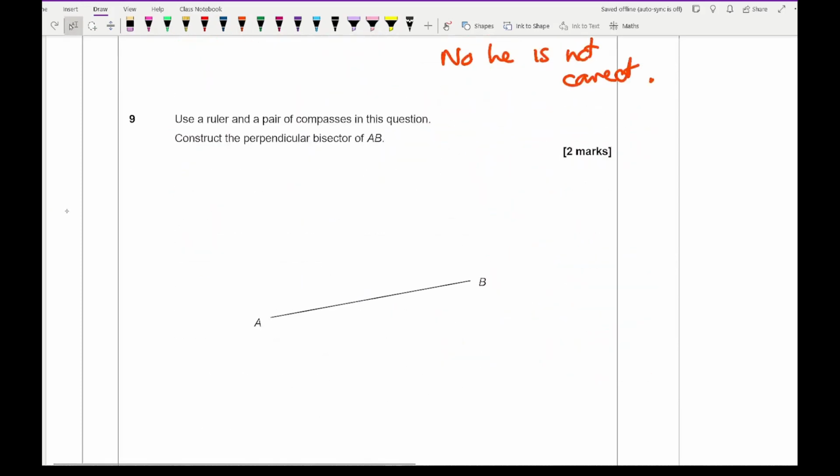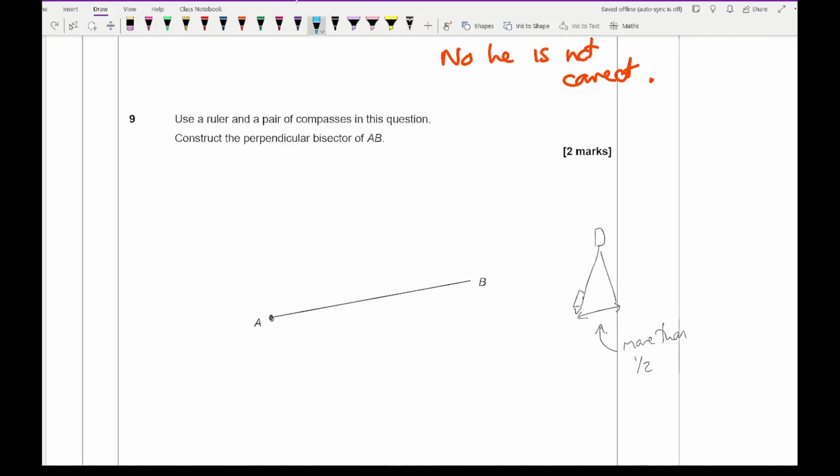Then for question 9, it says use a ruler and a pair of compasses in this question to construct a perpendicular bisector for A and B. Now this is going to be very difficult to do on the computer, so what you need to do is set your compass, and there is a very poor diagram of a compass, and set your distance so it's more than halfway of the line. And then put your pin on A.